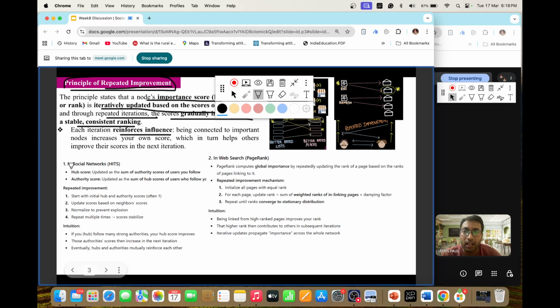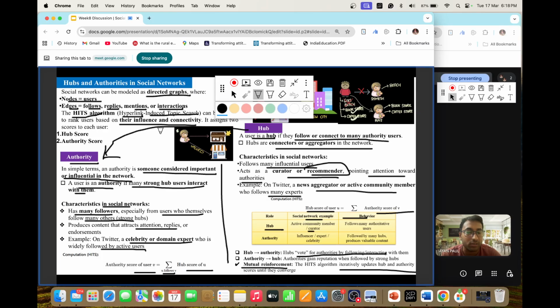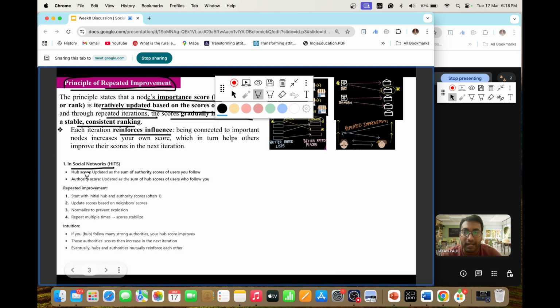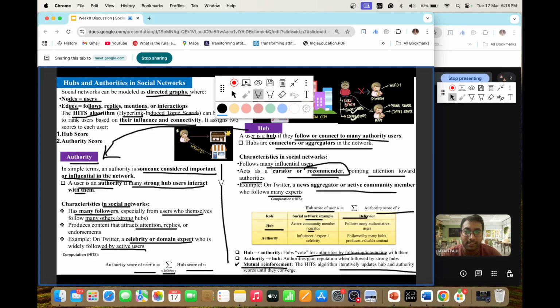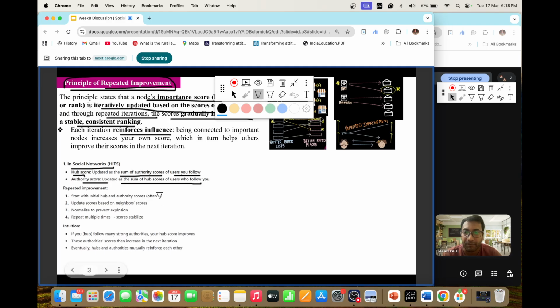So in social networks or HITS, what is HITS? HITS is Hyperlink-Induced Topic Search. Okay, so first I'll talk about HITS. In HITS, hub score is updated as the sum of authority scores of users you follow. That is the hub score. Authority score is updated as the sum of hub scores of users who follow it. These are nothing but these two equations. So authority score will depend on the sum of hub scores, and hub score will depend on the sum of authority scores. Okay, so this is what has been written.